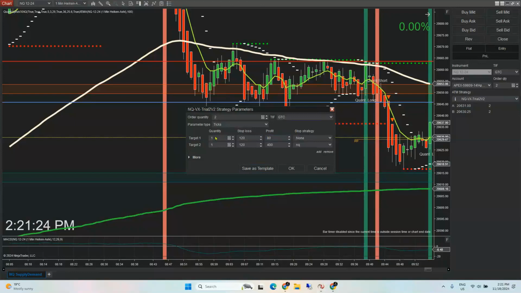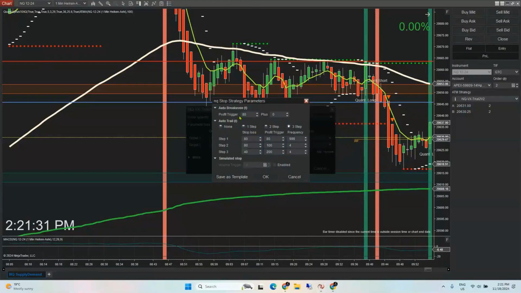Stop strategy, not for the first contract, none. Second one, I'm using 400 ticks profit, and then when the first contract hits profit, this one's gonna be break even. So take a screenshot of this if you want. It's gonna be 80 ticks profit trigger plus 0. So once the first profit target is hit, then your second contract will be break even immediately. And then I'm using 3 steps. Step 1, same one, 80, 80, 9999, which is gonna be like same break even.